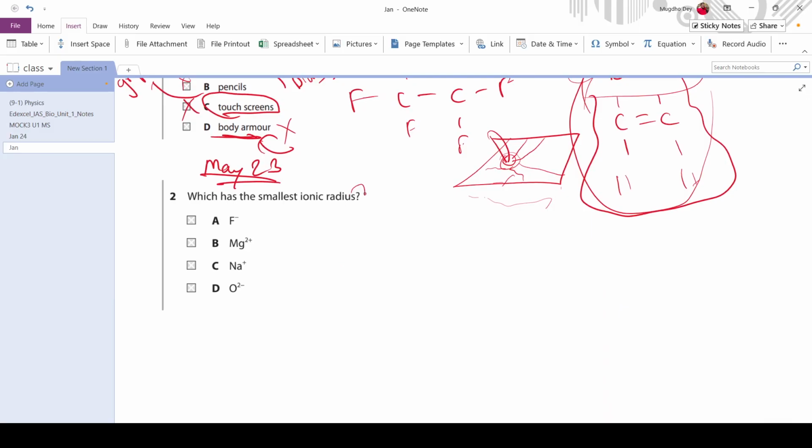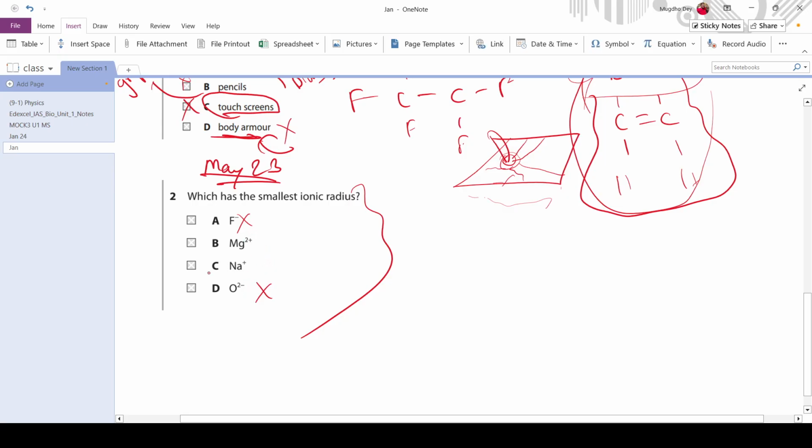And the last one, May 2023, which has the smallest ionic radius. Now we know smallest ionic radius means, obviously, without any doubt, it must be a cation. So obviously, D and A will be cut, considering they're gaining electrons. Due to the increased repulsion, they will have higher ionic radius. So this is just B and C.